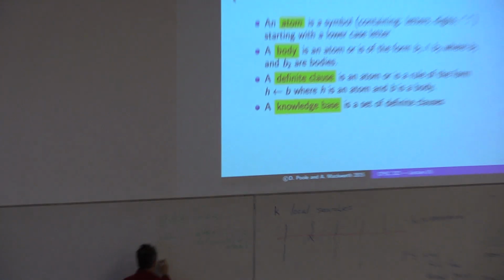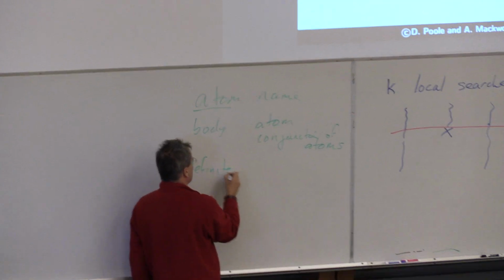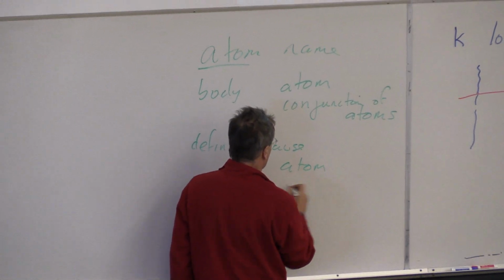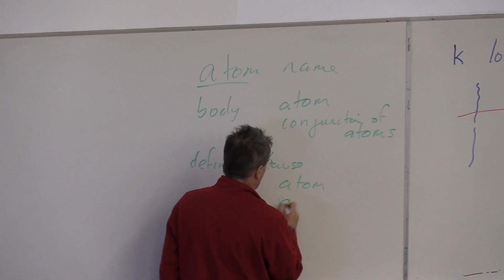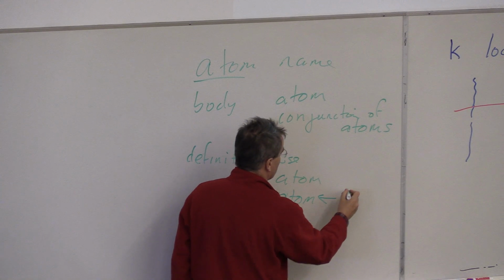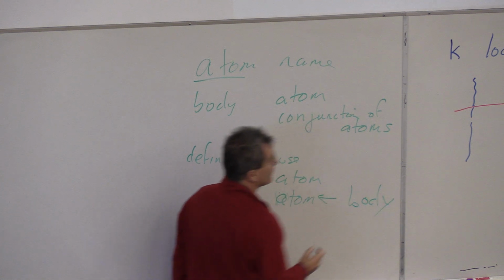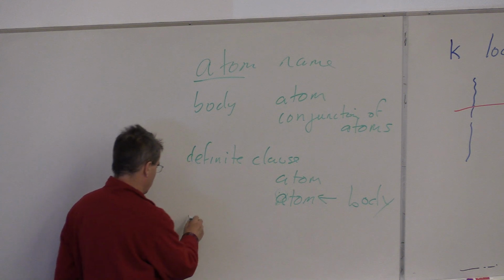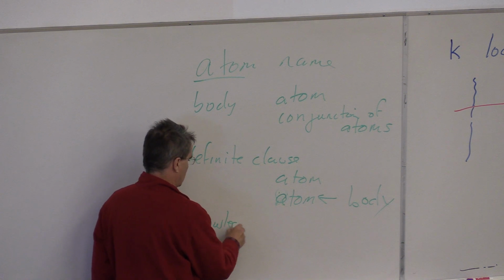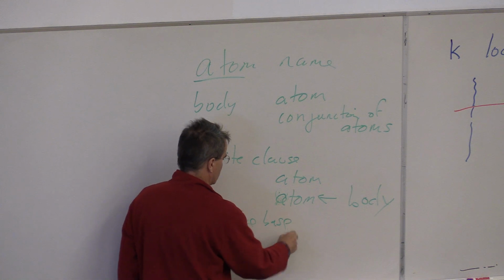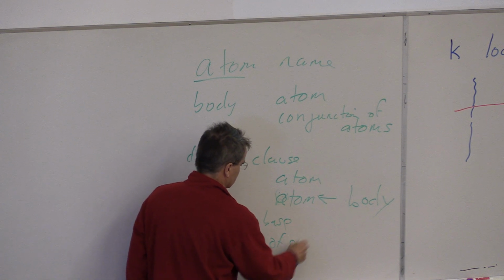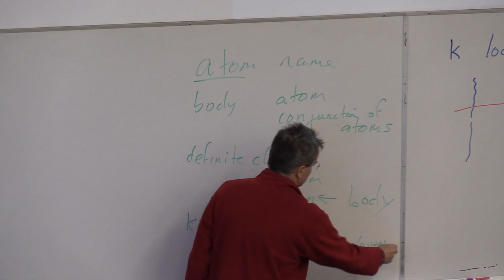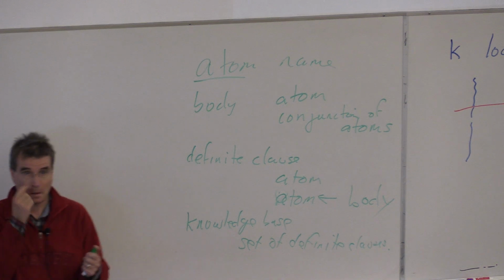A definite clause is of the form: just an atom, or the form atom if body, where there's a body. And a knowledge base is a set of definite clauses. Okay, does that make sense? People sort of understand that.